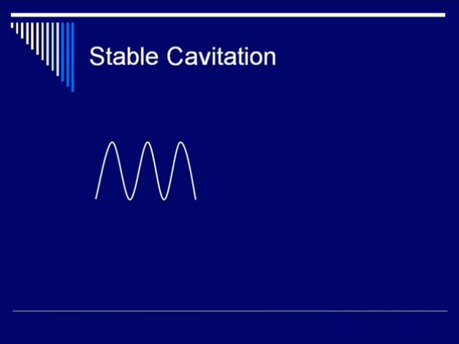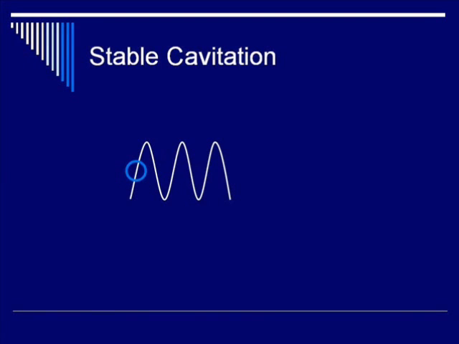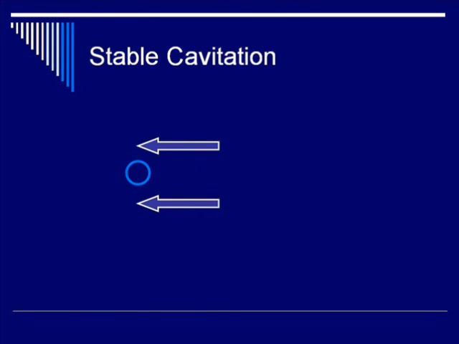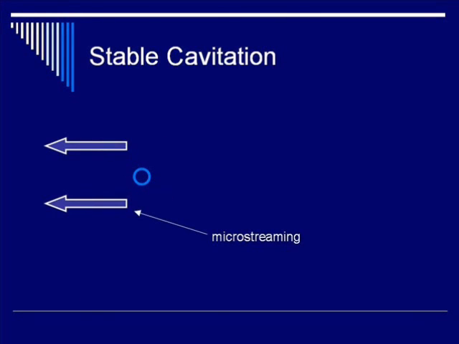In stable cavitation, a bubble forms as the peak low pressure region of an ultrasound pulse passes through a nucleation site. This bubble then grows and shrinks with the high pressure and low pressure regions of the ultrasound pulses. This growing and shrinking of the bubble causes fluid to flow around the bubble, sometimes very quickly. This flow is called microstreaming.